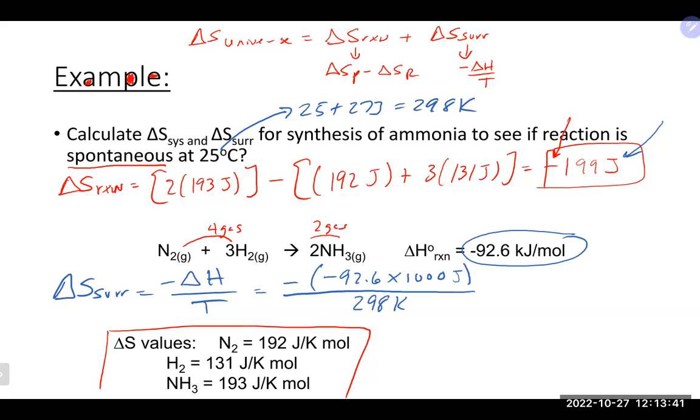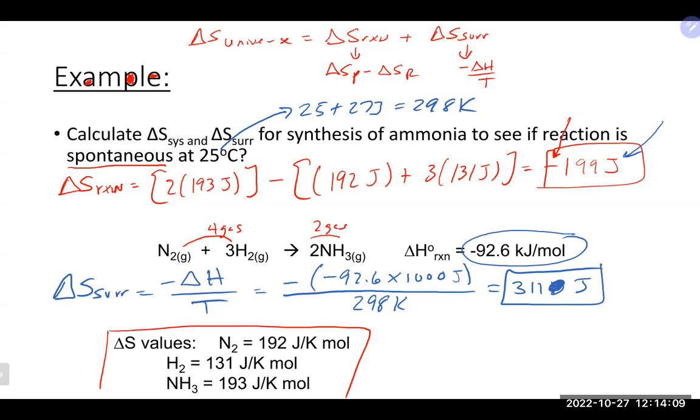And if you do that, we end up with 92.6 times 1,000 divided by our 298 gives us about 311 joules. Any questions on that there?